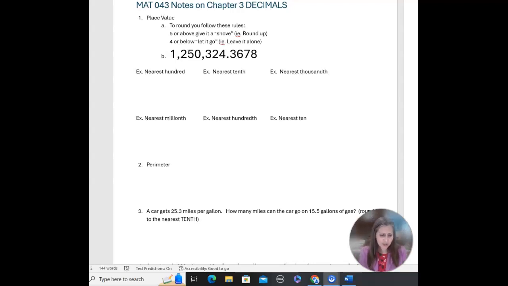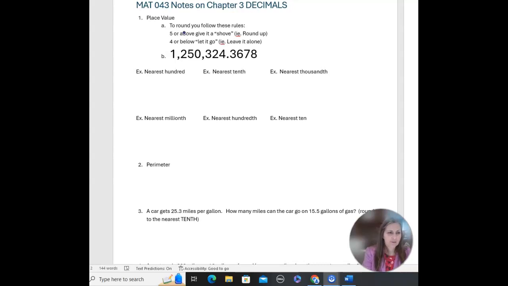I want to start by introducing you to how to round a decimal and decimal place values. So let's look at our notes. Okay, place values. This is just a general little trick for rounding. It says 5 or above, give it a shove. 4 or below, let it go. And what that means is the number that you look, and I'm going to explain that in just a minute, if it's 5 or higher, you're going to bump up. But if it's 4 or below, you're just going to keep where you are.